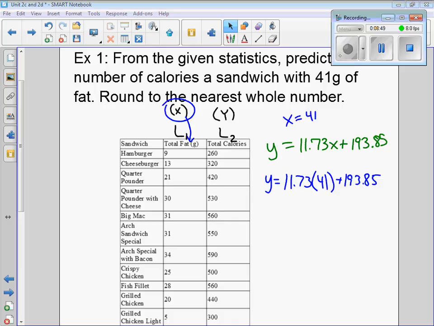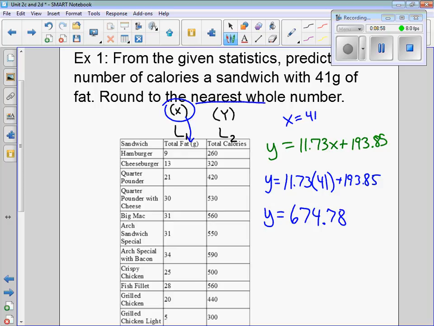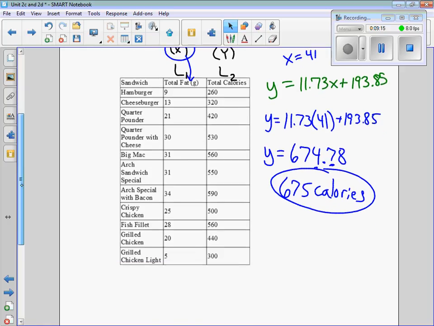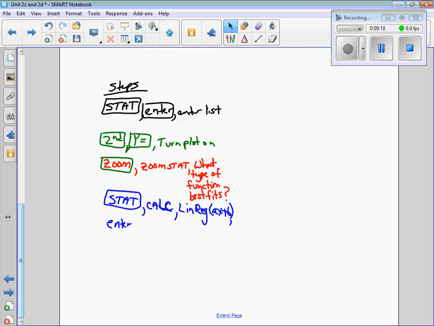I'm working this out on my own calculator. It works out to 674.78, and we have to round it to the nearest whole number. So the 7 rounds up the 4 to a 5, so 675 calories. And that's your answer. Come to class with some questions. I actually have all the steps written down here to do this type of problem. You can pause it here and write the steps down, and come to class and we'll work them through.